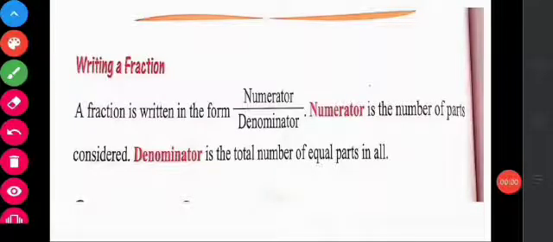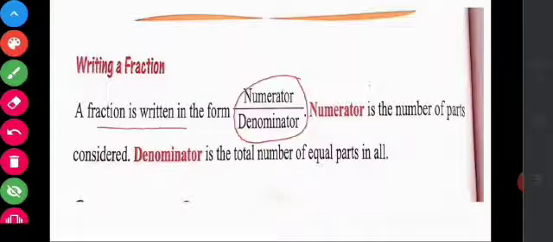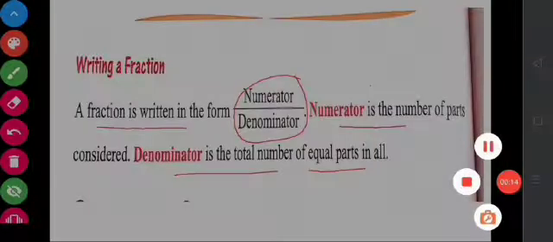Next one, how to write a fraction. A fraction is written in the form of numerator divided by denominator. Numerator is the number of parts considered and denominator is the total number of equal parts in all.